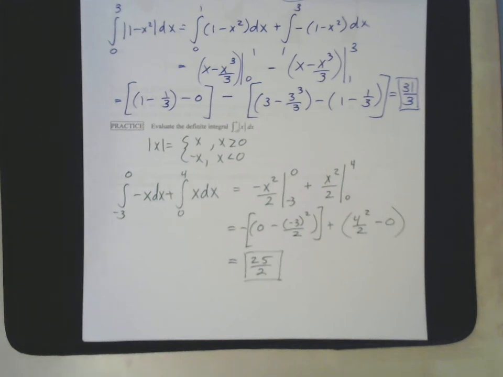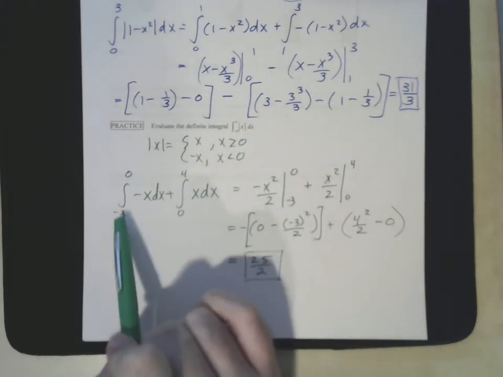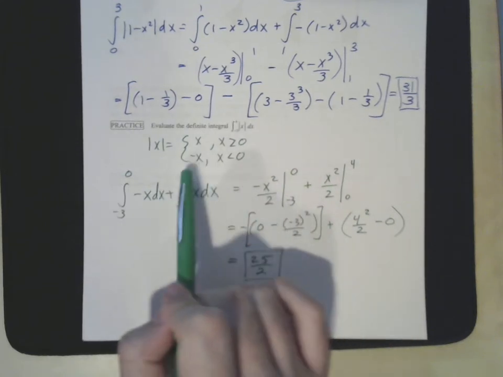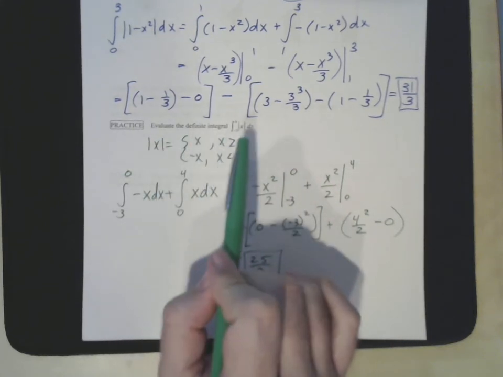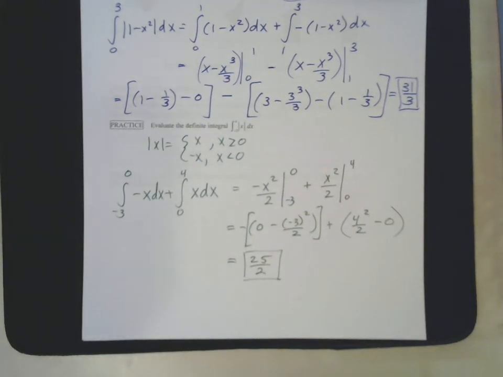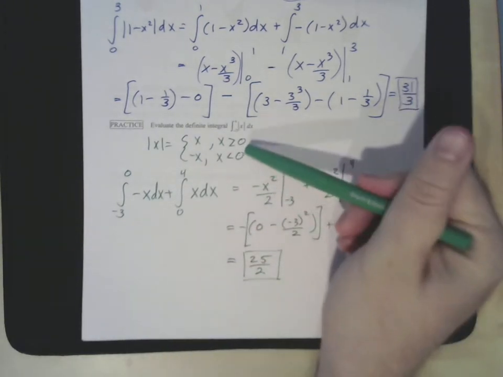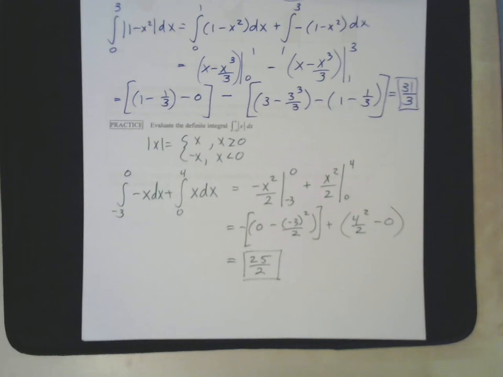So again, for both of these problems, the big takeaway isn't the actual calculating of the integral, it's the understanding where to split your limits of integration. And for absolute values, you're always going to be looking at where it's positive and where it's negative, because that's what our absolute value function is. It's piecewise.